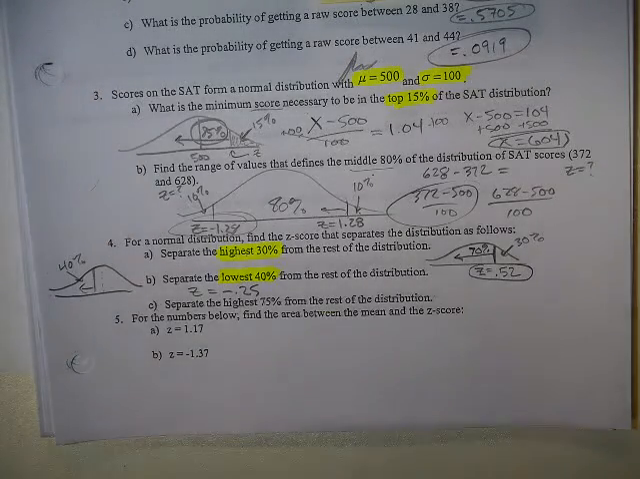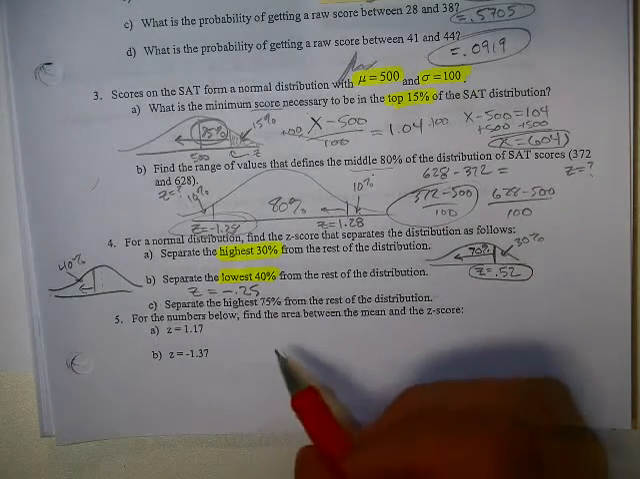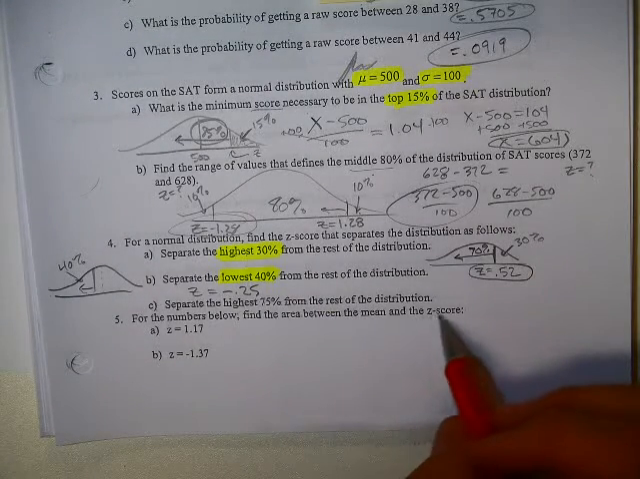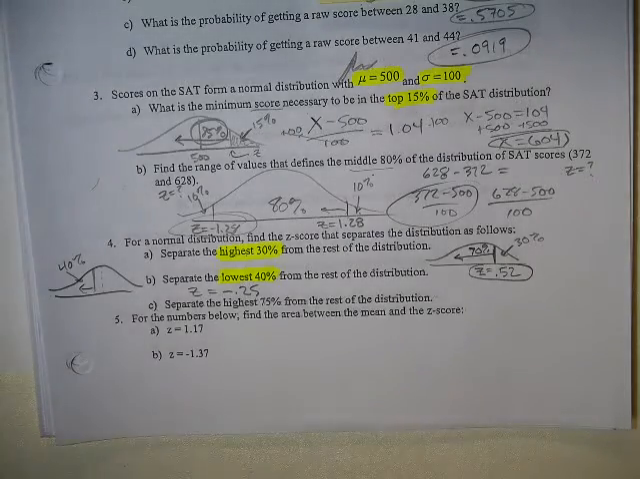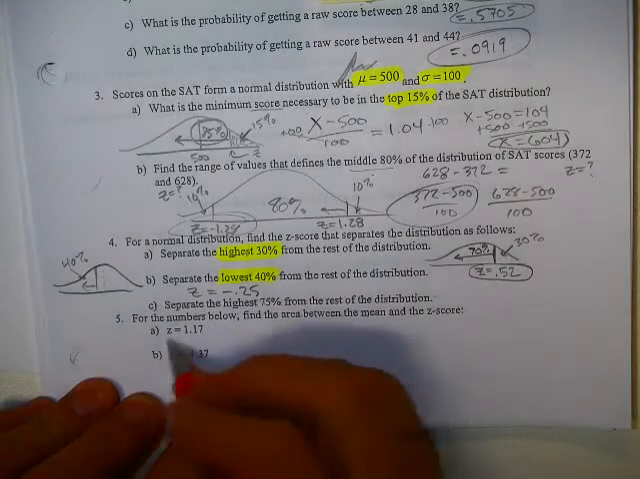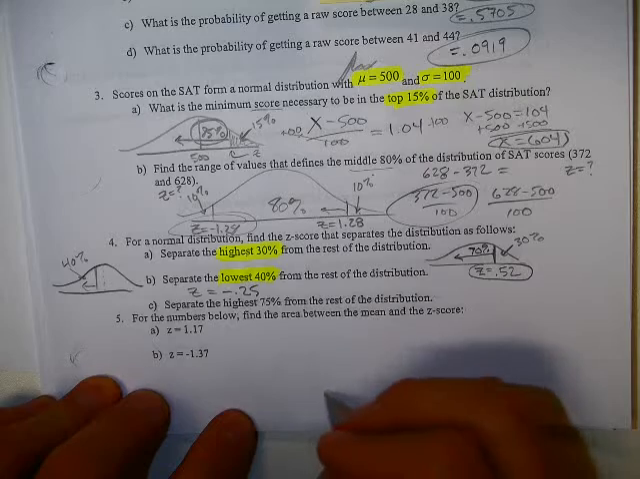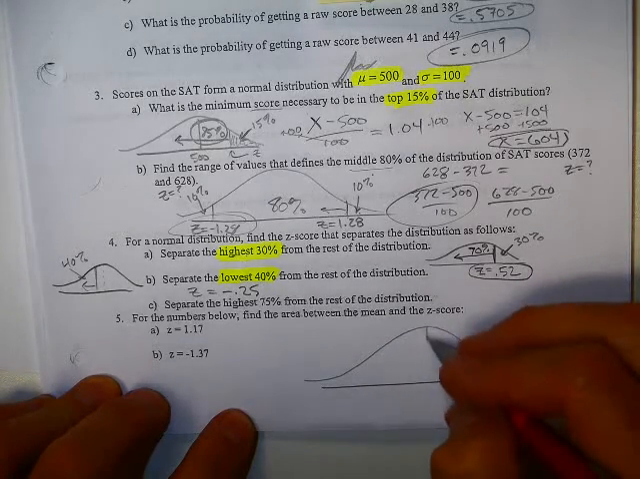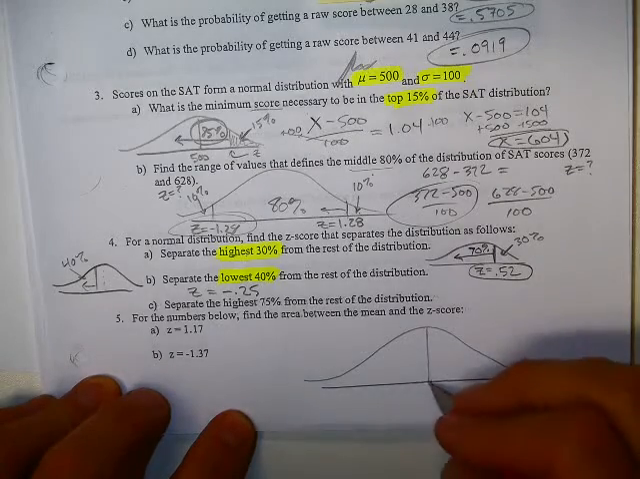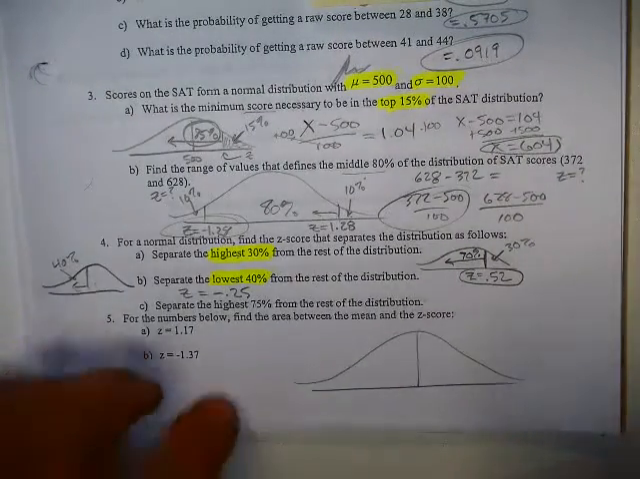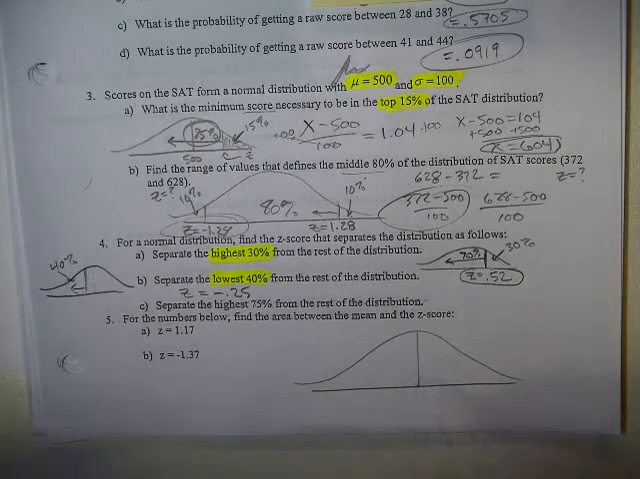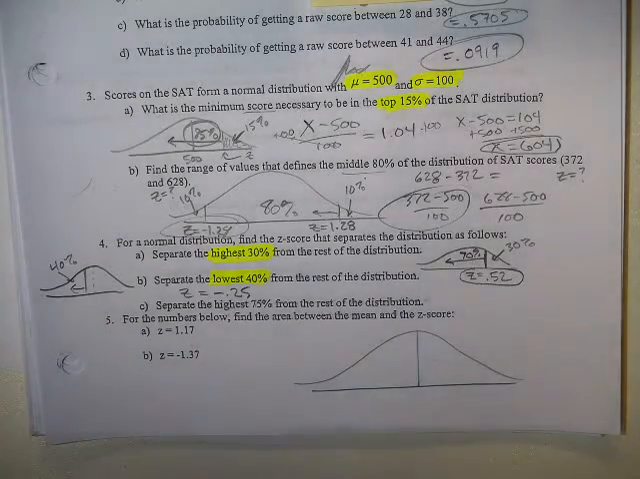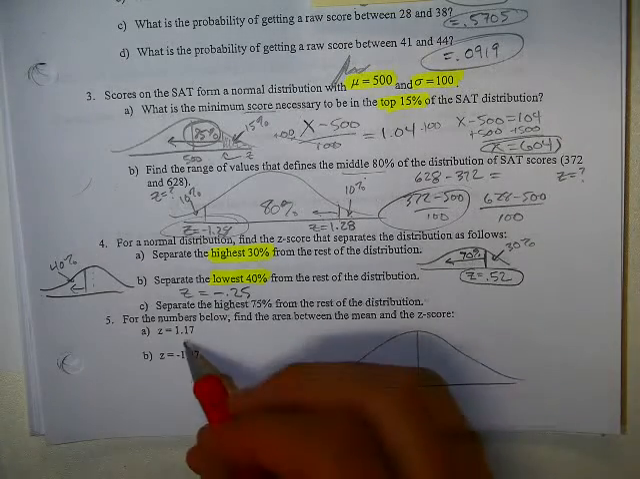All right. Number 5. This one is a little bit different. It's asking us to evaluate this z-score, but it's also asking us to evaluate it in terms of the mean. So the mean is in the middle, and what you have to recognize is that on each side of this is 50% of the data. It's balanced. So I'm looking for 1.17.